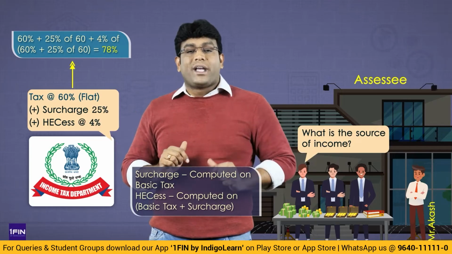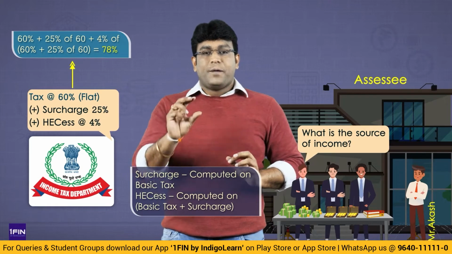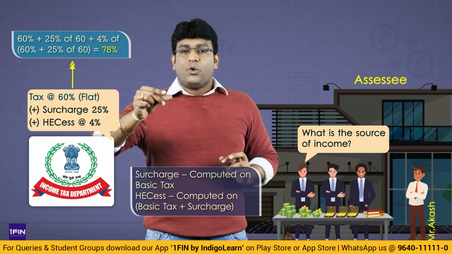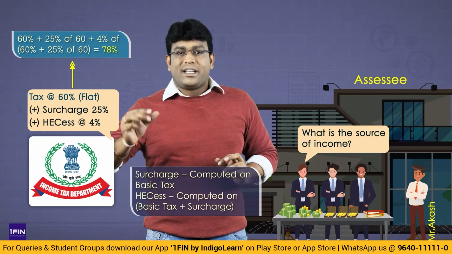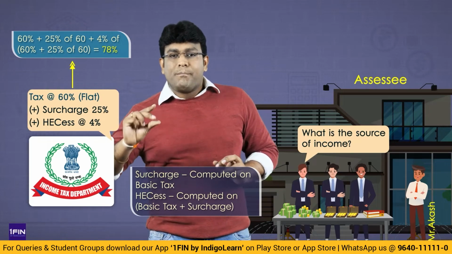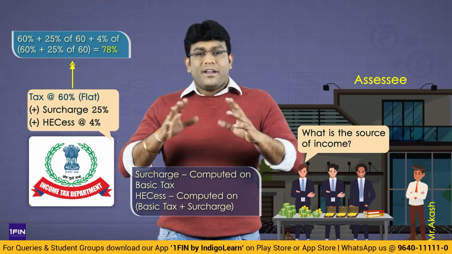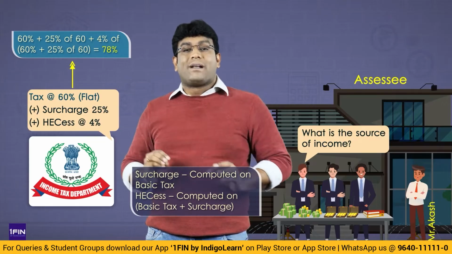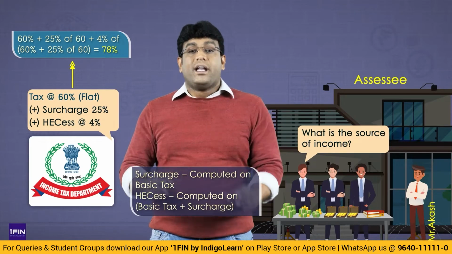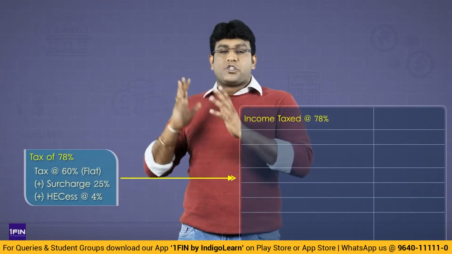HEC is computed as a percentage of tax plus surcharge. I repeat again, surcharge is computed as a percentage on tax. HEC, that is Health and Education Cess, is computed as a percentage of tax plus surcharge. Now, in which all cases will this 60% plus 25% plus 4%, effective rate 78%, come into picture? In all the following cases, this 78% story will come.